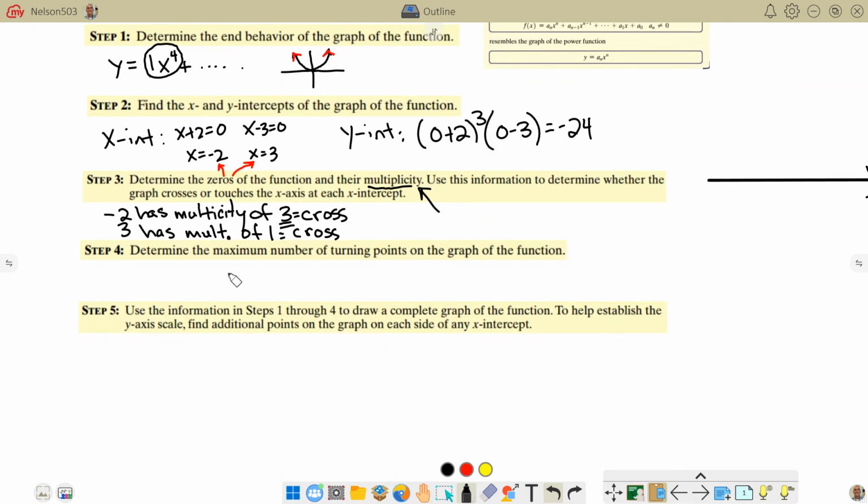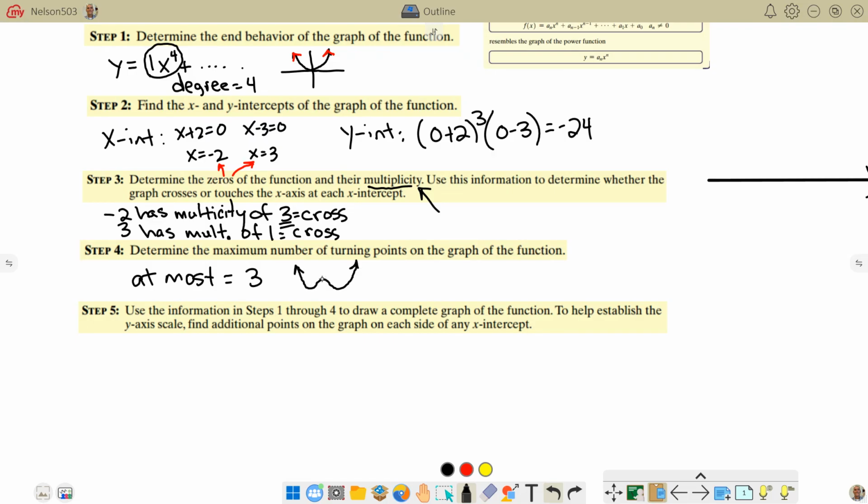It says, determine the maximum number of turning points. The maximum number of turning points is 1 less than the degree of the polynomial. The degree equals 4. Okay, let me put that up here. Degree equals 4, which is giving us those end behaviors, but it also tells us that the turning points at most, I'm going to put at most, equals 3. Okay, that means it could come down, it could turn again, it could turn again, and then go back up. Do you see that?